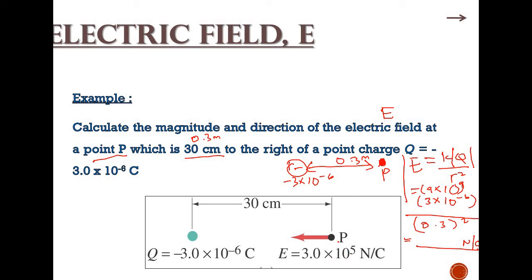and the direction is to the left. Why to the left? Because this is the negative charge. For a negative charge, with the point P here, the field line is going inward, towards the charge. So the direction of the electric field that we obtain here is to the left.